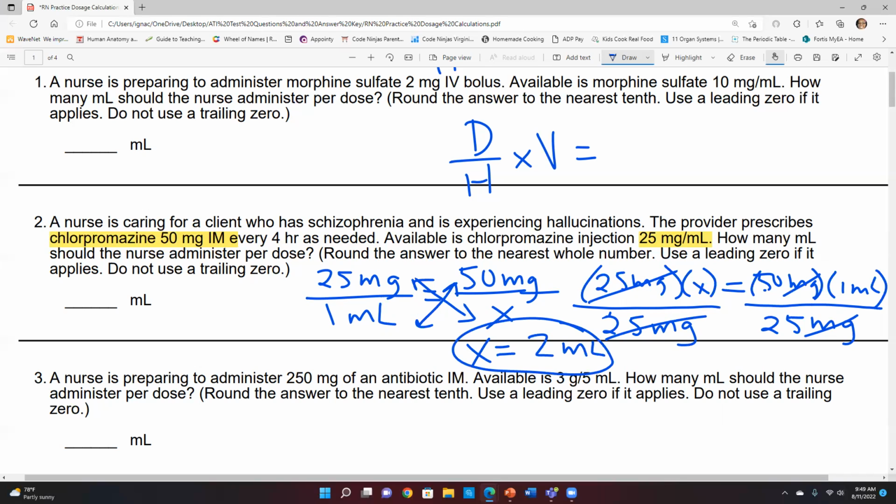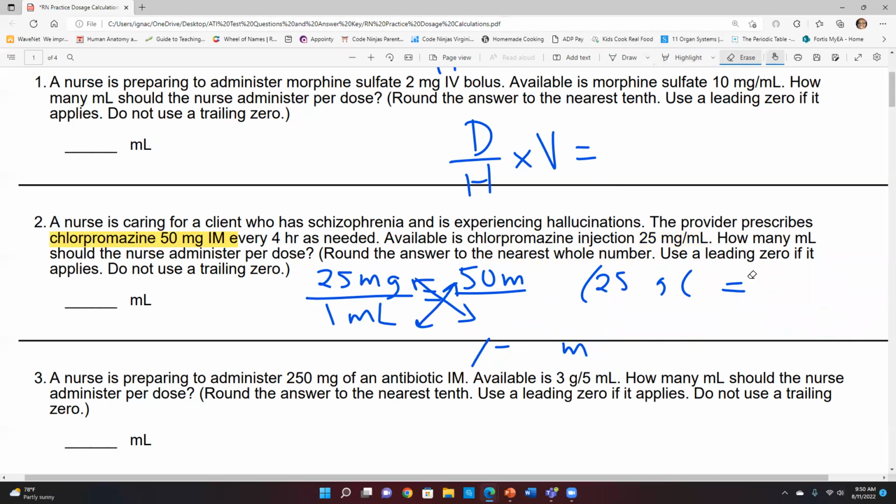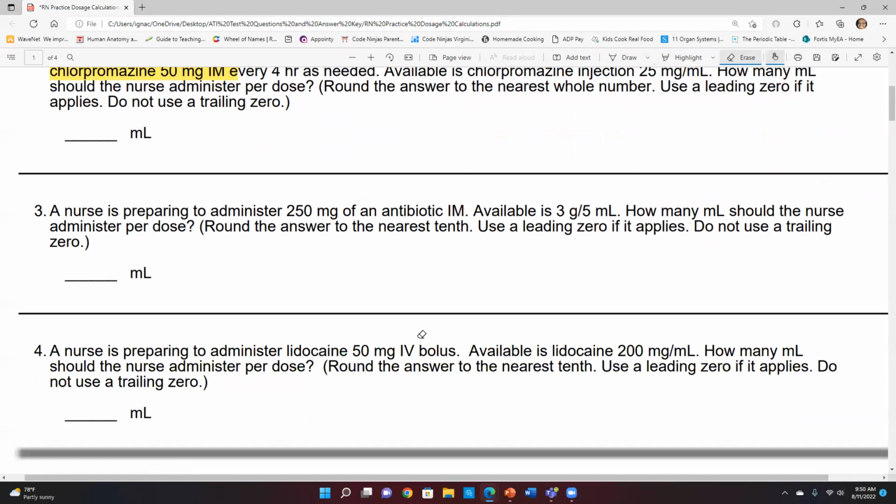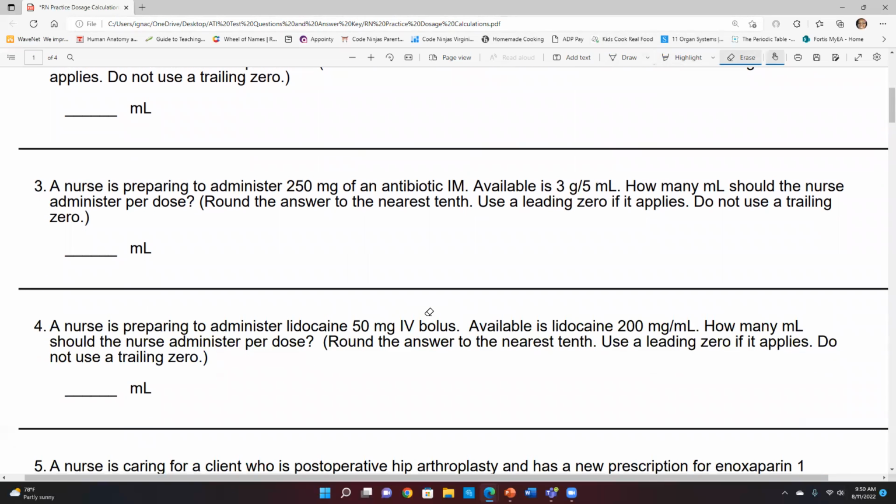And this does say round to the nearest whole number, and that's what I have done. Okay. All right, let's erase this and go to one more problem of this type. Okay, so let's do number 3.